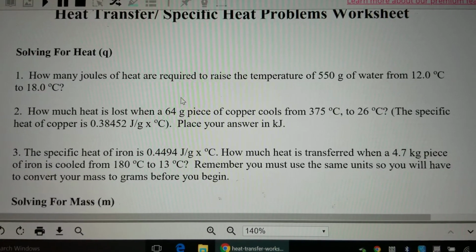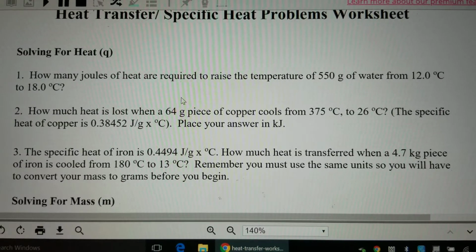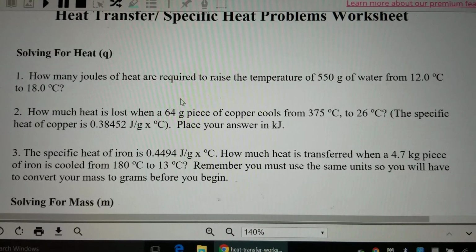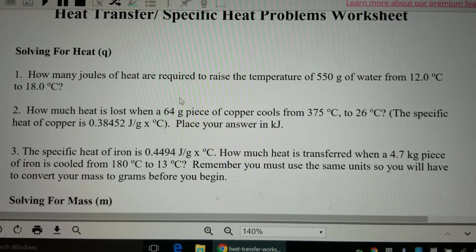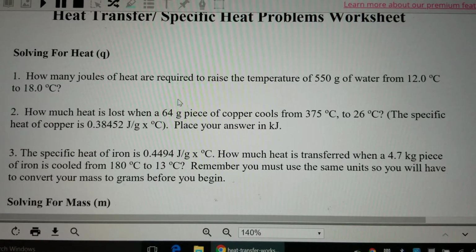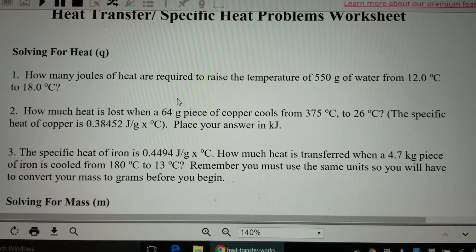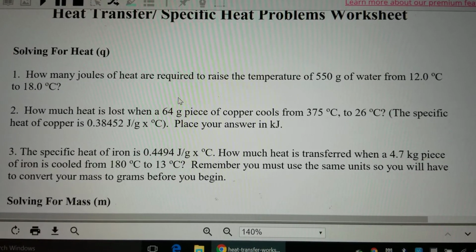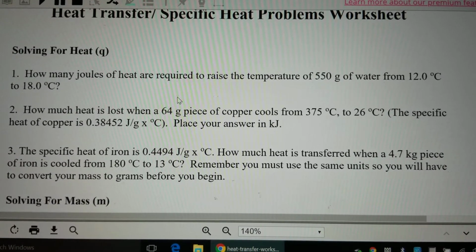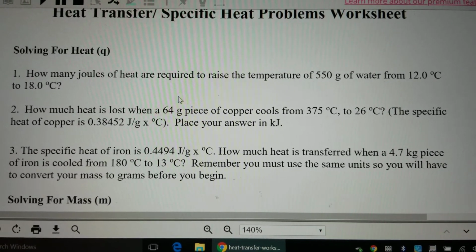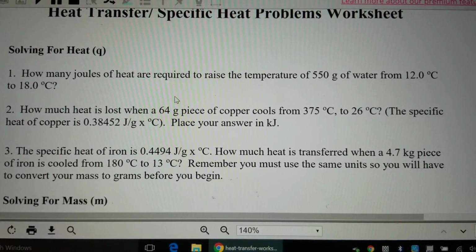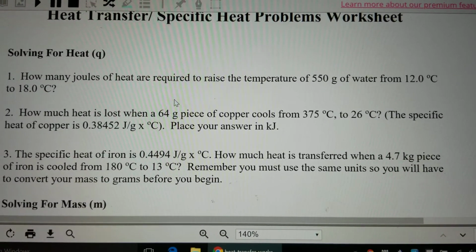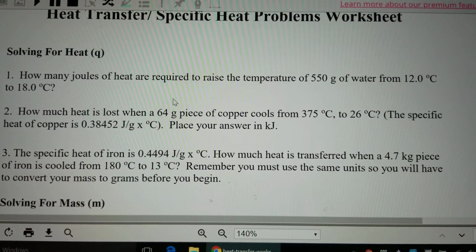And if the temperature goes down, then you're going to have a negative value for Q, which is going to be an exothermic reaction. So number 1 is going to be endothermic because it goes up from 12 degrees C to 18. So that's going to be a positive value for Q. And for 2 and 3, they both go down. The 375 to 26 goes down, and then 180 to 13 goes down. So both of those are going to be negative delta T's because the temperature is going down, which is going to end up giving you a negative value overall.